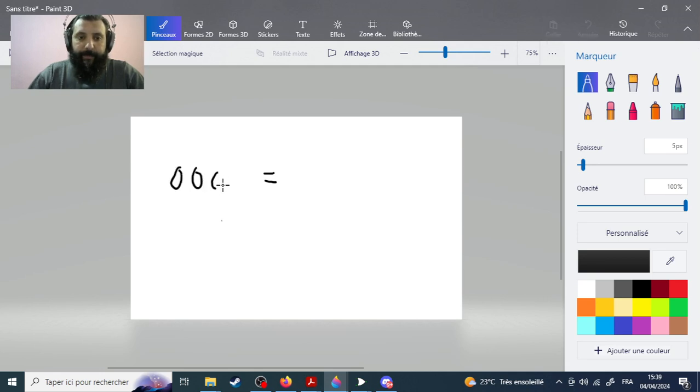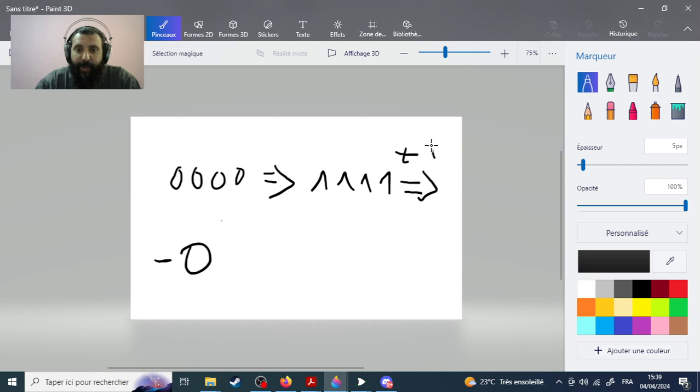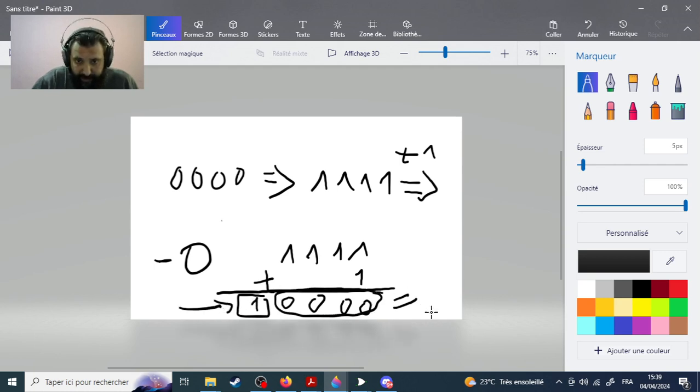Let's calculate minus zero. I want to calculate minus zero on C2. I will do the same steps. I have four zeros. We have to revert them, and we have to add one. What do we get? Plus one. We get zero, zero, zero, one, and we have, of course, a carry. Minus zero is equal to zero.